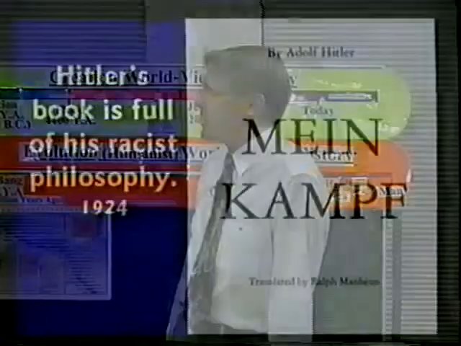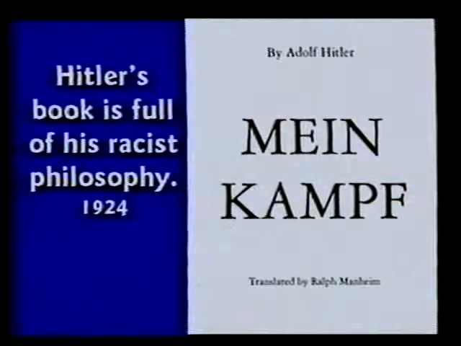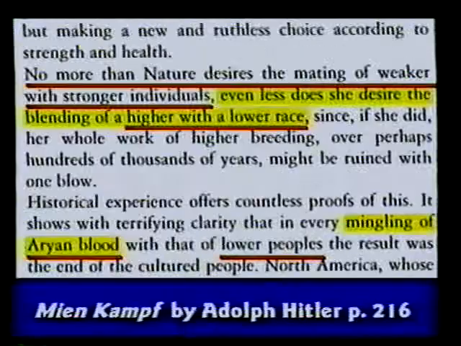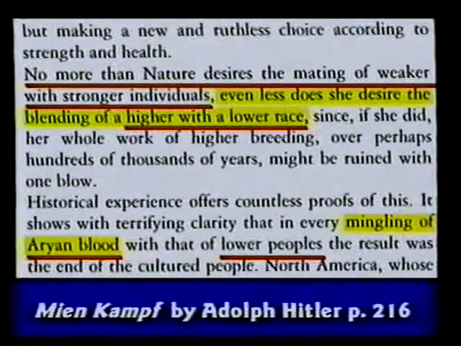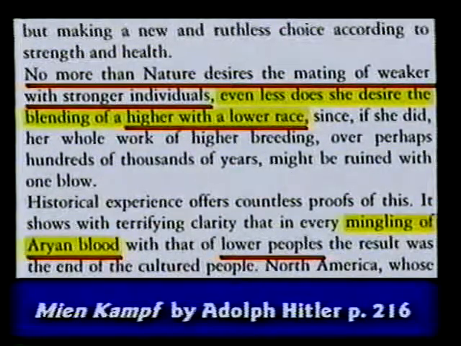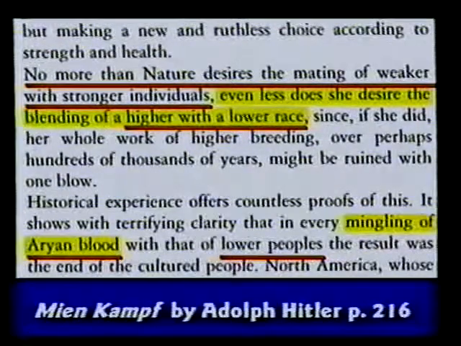Here's Hitler's book, Mein Kampf. I've got it in my library. I've read about half of it. I'm not quite done yet. It's full of his racist philosophy. He said in Mein Kampf on page 216, no more than nature desires the mating of weaker with stronger individuals, even less does she desire the blending of a higher with a lower race. Who's a higher race, Adolf?